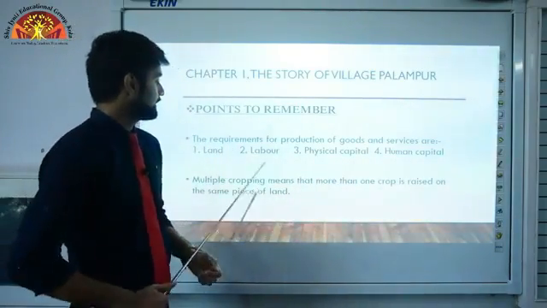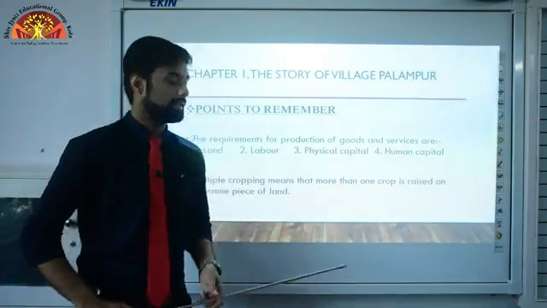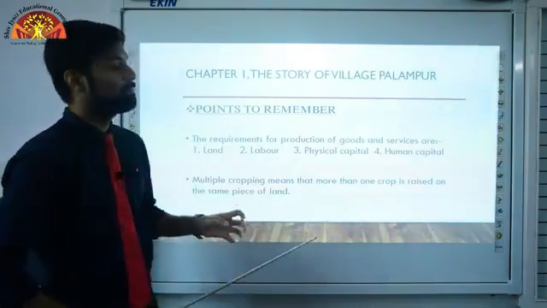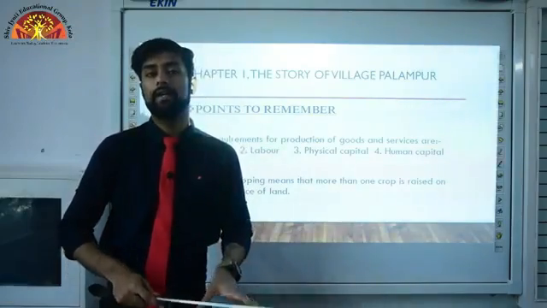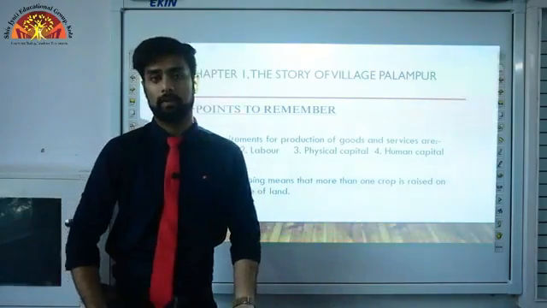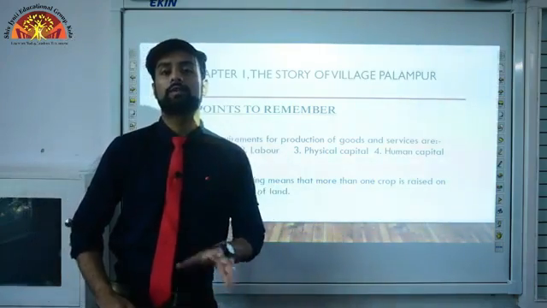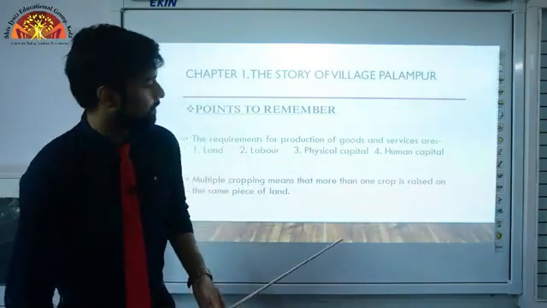Now, next thing you need to remember is multiple cropping. What is multiple cropping? Look at this here. Multiple cropping means that more than one crop is raised on the same piece of land. Means a farmer has a piece of land, but on that piece of land he is growing more than one crop. Okay, so that is called multiple cropping, when a farmer grows more than one crop on a single piece of land at one particular time.